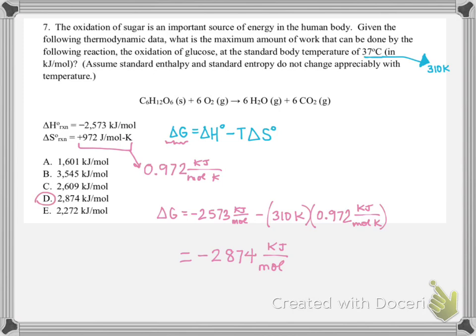per mole of work. Okay, so when we say something is doing that much work, the negative sign is kind of implied in our phrasing instead of explicitly written there. So it's okay to pick a positive number here. And if you had a positive delta G instead, we would say that 2874 kilojoules per mole of work are required to make this reaction happen. So the sign is sort of implied in our phrasing.